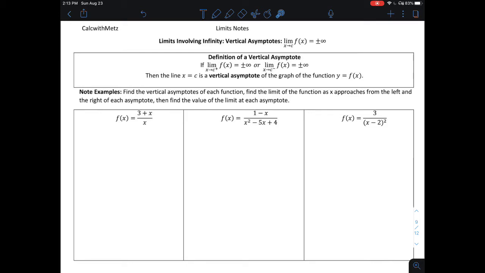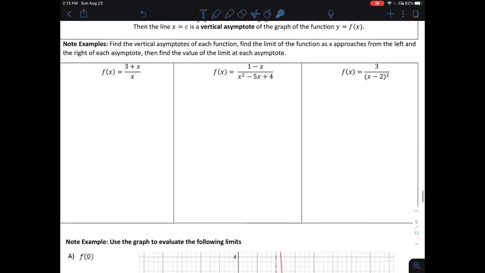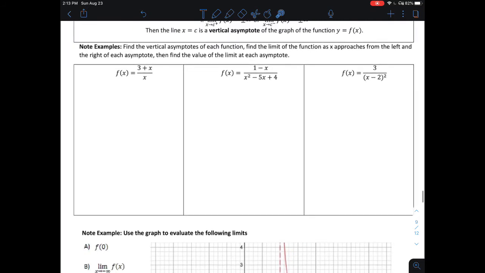Anytime I'm evaluating a limit, and as I head towards the number from the right side, or from the left-hand side, if the limit equals positive or negative infinity, that is the definition and also the indicator that there is a vertical asymptote at that particular x value. So let's do some examples here. I want to find the vertical asymptotes of each function and then determine the limit as x approaches that value from the left and from the right.